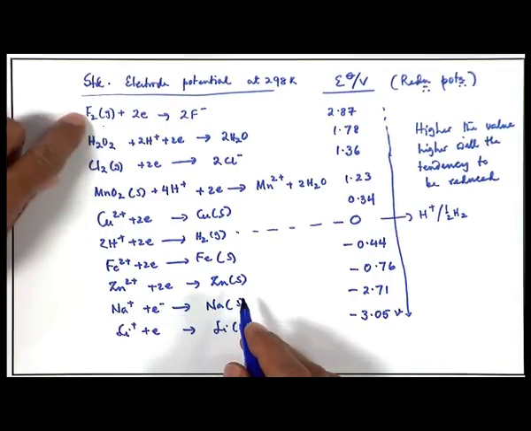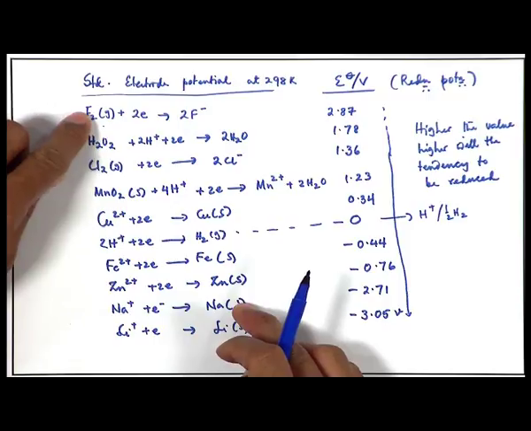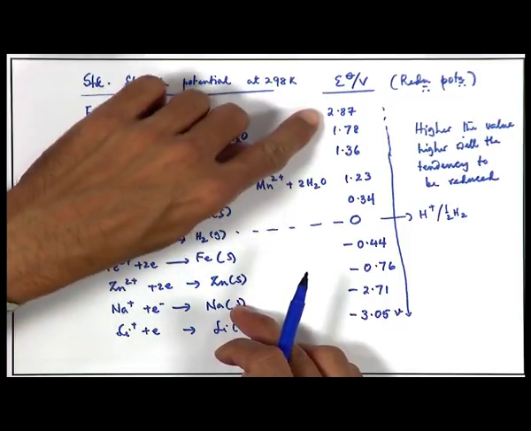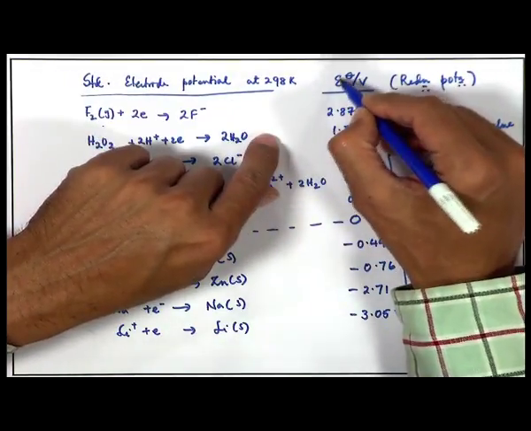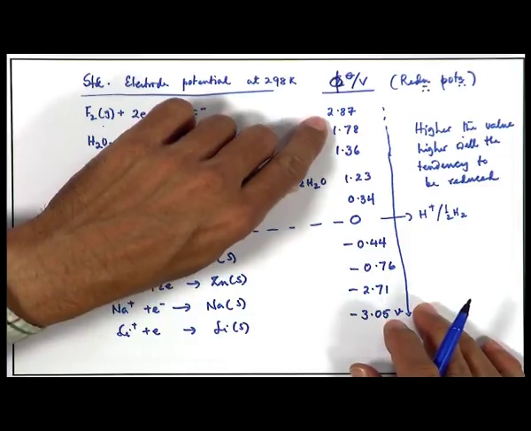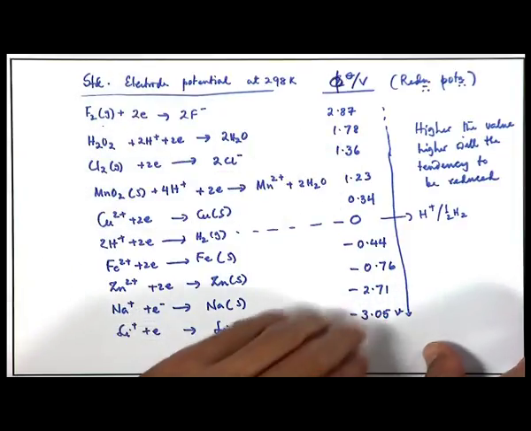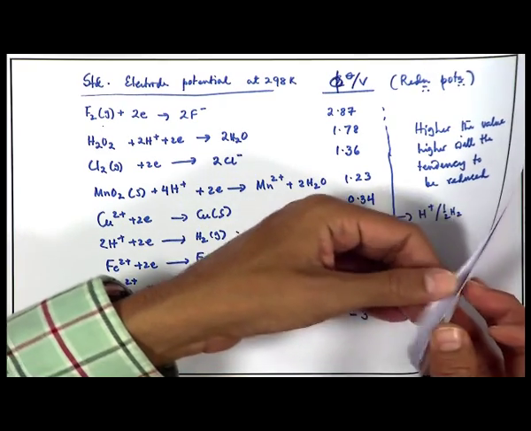In the same way, this is also very reactive. So, the left hand side is reactive, depending on whether this E0, or basically phi 0, I should write phi 0, is negative or positive.